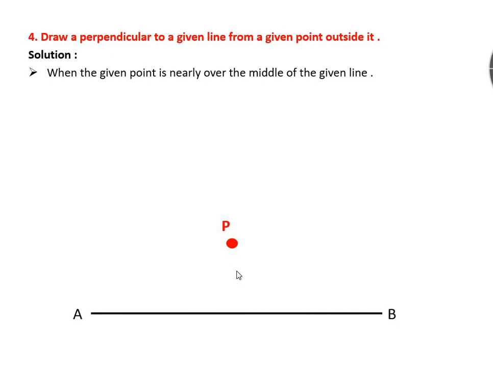You can just see by eye judgment that point P is not lying at the extremities. Point P is not lying either near A or near B. The point P is lying somewhere at the middle. So this case is when the given point P is nearly over the middle of the given line. Then how to proceed?